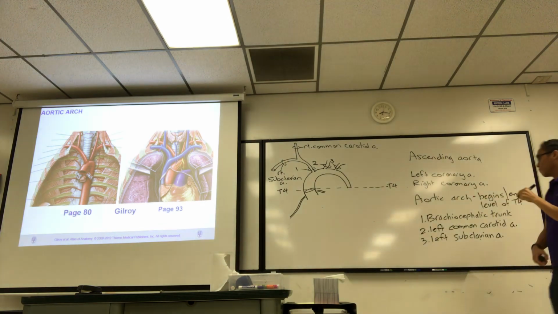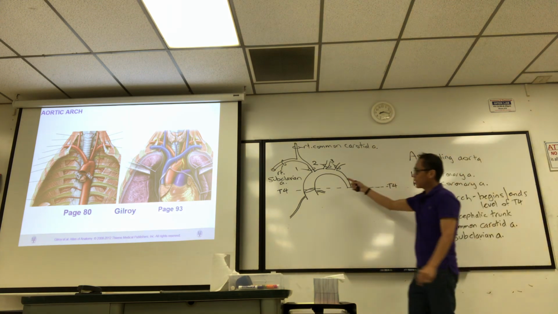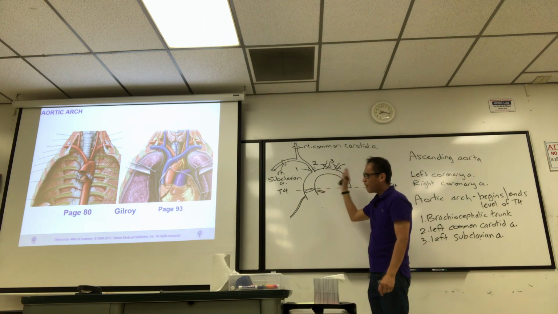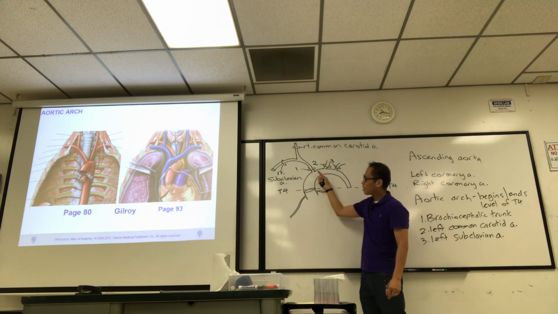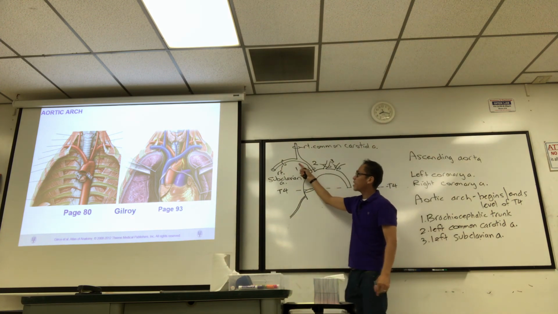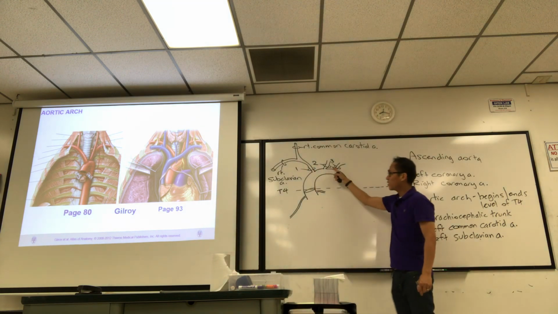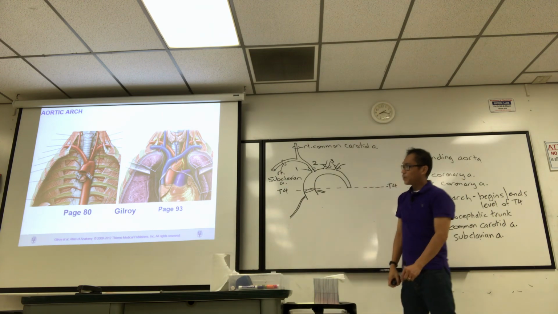So on the left side, the common carotid and subclavian come right off the aortic arch. But on the right side, because the artery is a little bit more on the left side, to get to the right side it has to send the brachiocephalic trunk a little ways to the right, and then it can branch into the common carotid and the subclavian. On the left side, you're already on the left, so they can be direct branches off of the aortic arch. Well, anyways, be able to identify those three.